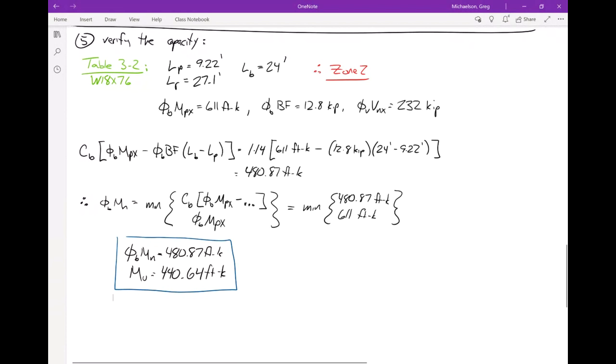Now here's the kicker. This is really the point I wanted to make at the very, very end of the problem. If you look at the assumptions on self-weight, somebody in chat remind me, what did we assume is the self-weight of the beam?